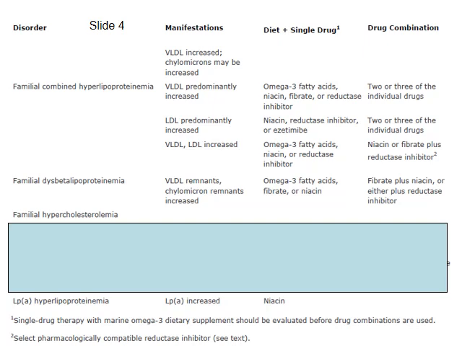Then we have familial dysbetalipoproteinemia, where clinical manifestations include elevations in VLDL remnants, and the chylomicron remnants may also be increased.